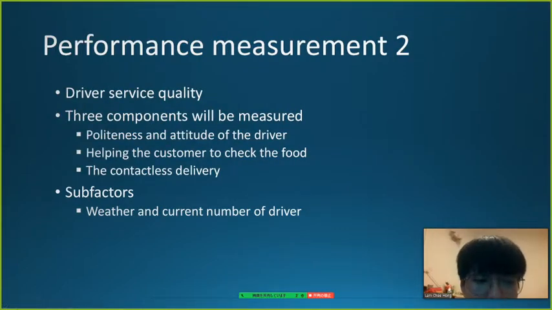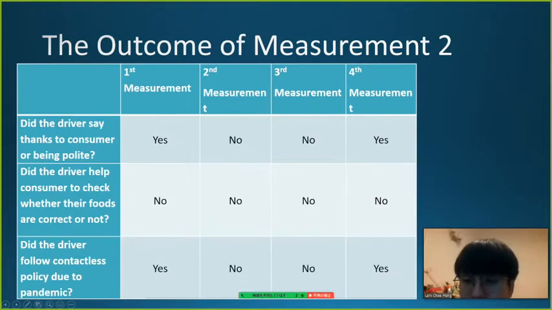The second performance measurement is the driver service quality. There are three components that will be measured. The first component is the politeness and the attitude of the driver. The second component is helping the customer to check the food, and the last one is the contactless delivery. The sub-factors will be the weather and the current number of GrabFood drivers. So move to the next slide.